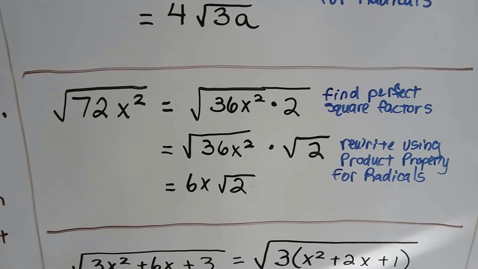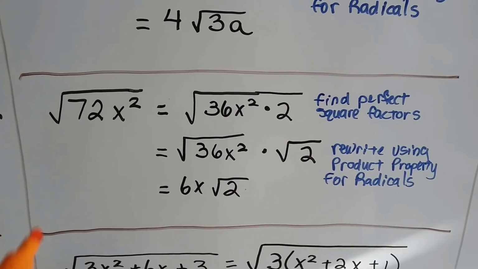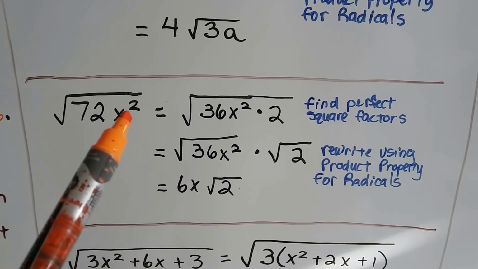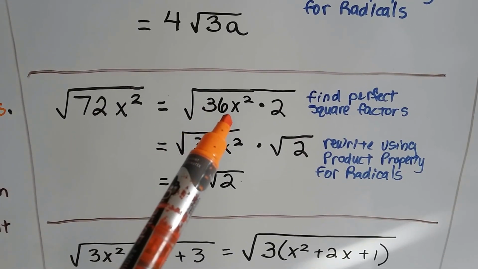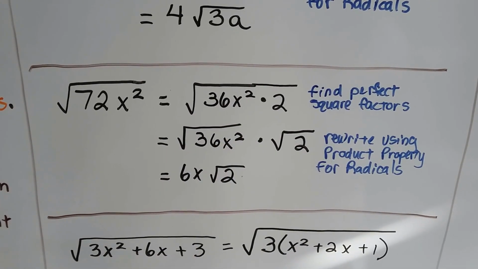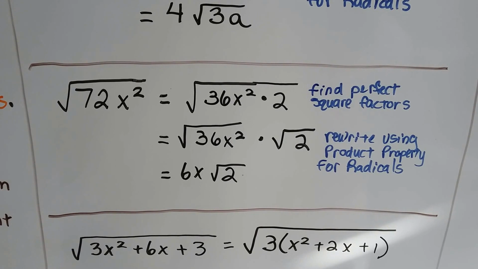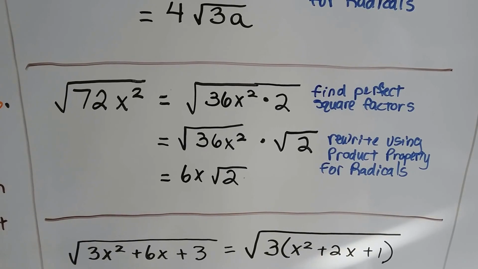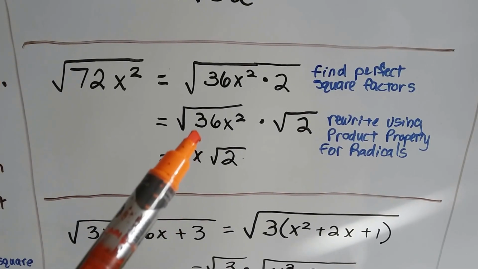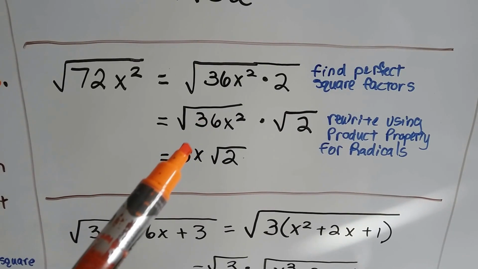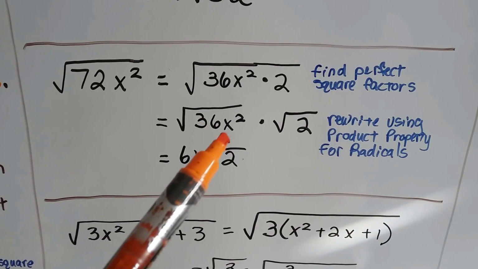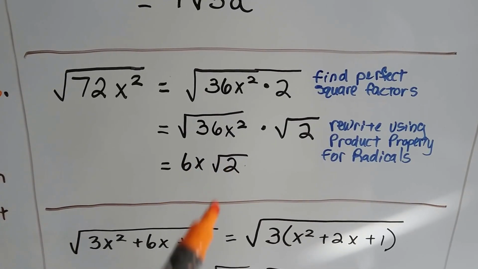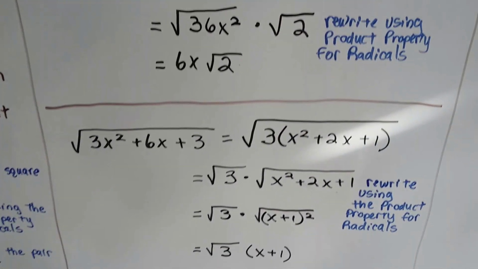For the square root of 72x squared, a perfect square we could pull out of it would be 36. And we've got this x squared, so we've got the square root of 36x squared times 2. We can rewrite this using the product property for radicals as the square root of 36x squared times the square root of 2. And this would end up being 6 times 6, wouldn't it? So the square root would be 6 and x, because we would just take one of the x's, wouldn't we? So now we've got 6x root 2. See that?